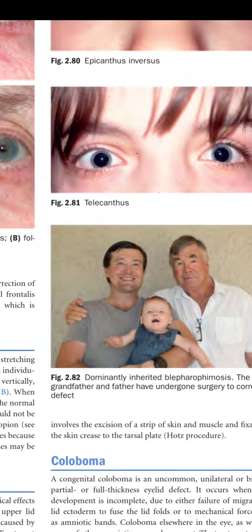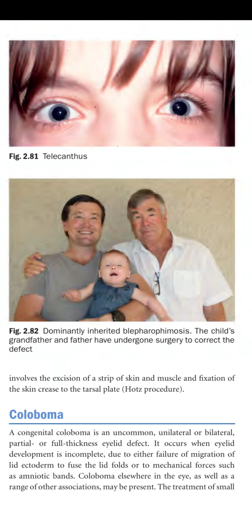So coloboma is basically a defect in the eyelids. That is because of incomplete closure of the lids. A congenital coloboma is an uncommon unilateral or bilateral partial or full thickness eyelid defect. It occurs when the eyelid development is incomplete, due to either failure of migration of the lid ectoderm to fuse the lid together, or to mechanical forces such as an amniotic band. Coloboma elsewhere in the eye, as well as a range of other associations, may be present.